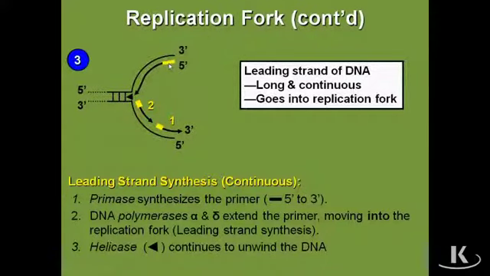What does this little yellow block represent at the 5' end of the DNA? That's the RNA section. Remember, RNA primase had to lay down a little RNA primer in order to get DNA polymerase going. So, for leading strand synthesis, the primase synthesizes the primer from 5' to 3'. That would be this right here. And then in eukaryotes, there's polymerase alpha and delta, which are going to extend this in the 5' to 3' direction, moving into the replication fork. And lastly, helicase will continue to unwind the double-stranded DNA here at the fork.